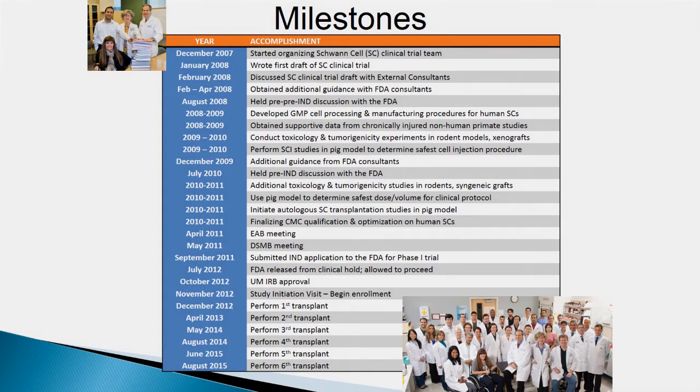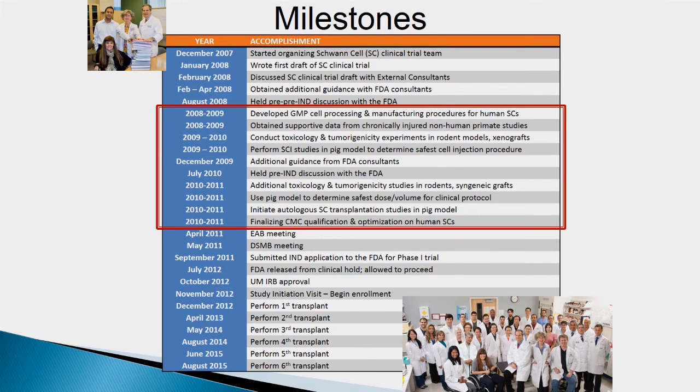So for the subacute Schwann cell clinical trial, it's been a very long process to get to its completion. As you can see, we started seriously thinking about the clinical trial in 2008. And we had some preliminary discussions with the FDA to determine what we needed from our pre-existing research to generate new data in order to enable us to go forward into humans.